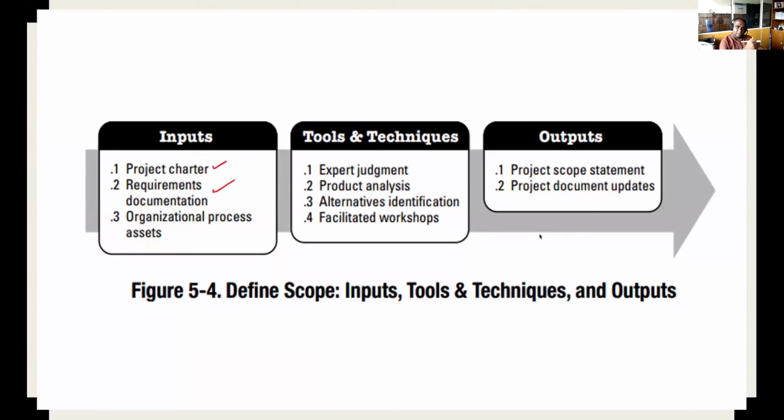That's an output of the previous process. Organizational process assets that we have discussed last time, the employees' previous experience, pretty much previous experiences of the organization. Expert judgment, that you know, whether it is time or realistic, that has to be determined by experienced people. Product analysis, after the product, alternatives identification. So in defining scope, whether there are other technologies available that are cheaper or maybe more effective than this.